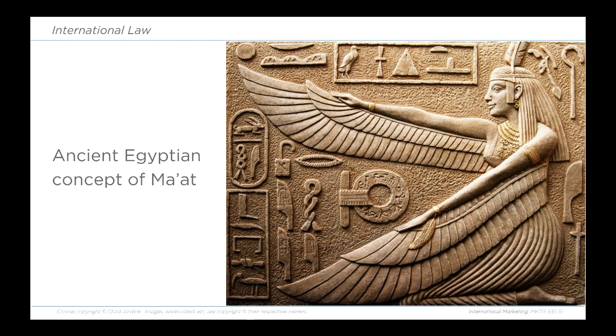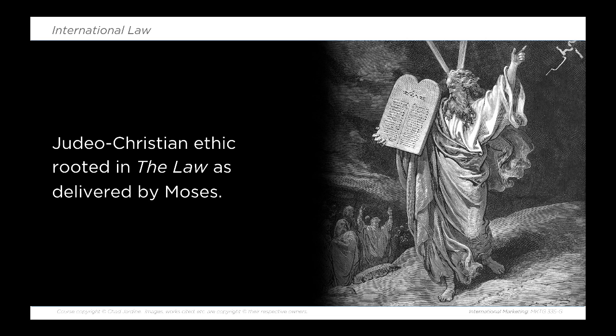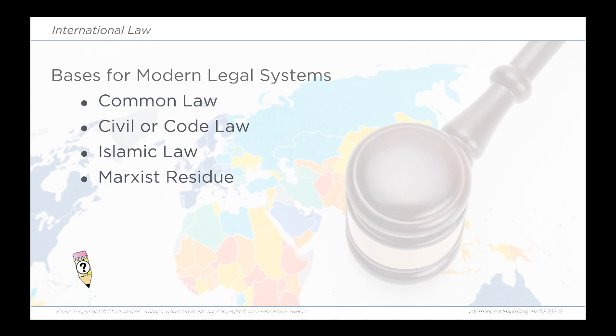So where did the concept of the law come from? Well, the oldest reference that we have is the ancient Egyptian goddess Ma'at, who represents a sense of order and justice. Also, the Judeo-Christian ethic is rooted in the law as delivered by Moses. So the Jewish law, which underpins Jewish and Christian ethics, is really the root of the concept of the law.